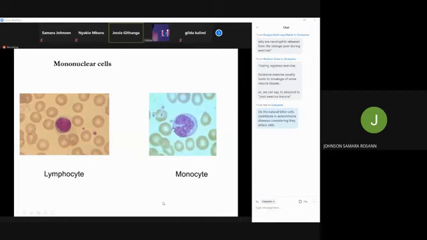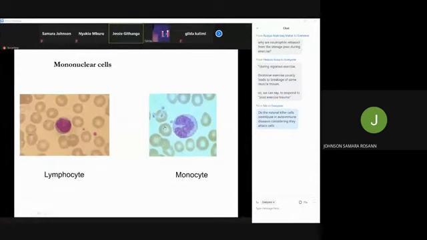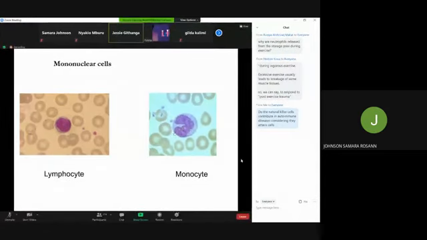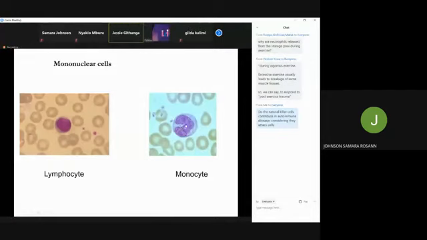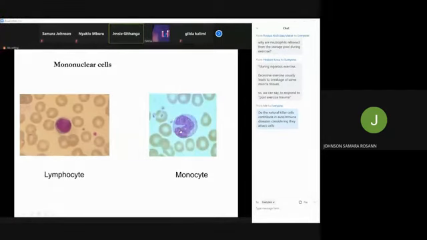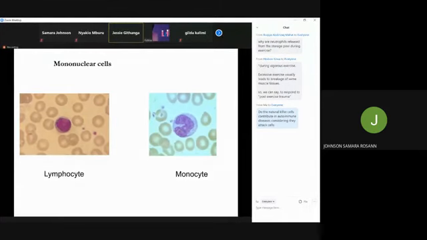You can see it is about 4 to 5 times the diameter of the mature red cell. It has a nucleus that is variously horseshoe-shaped or kidney-shaped. So generally, the nucleus is sort of irregular, either brain-like, horseshoe-shaped, or kidney-shaped. Tends to have plentiful cytoplasm.